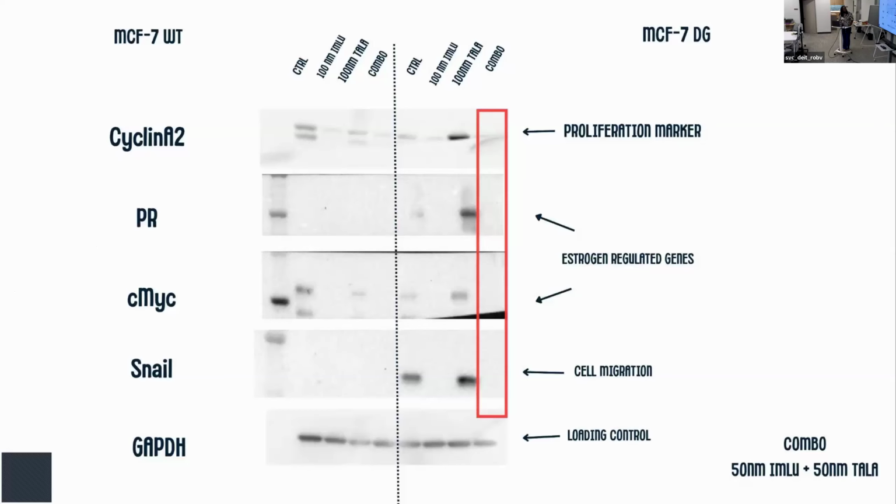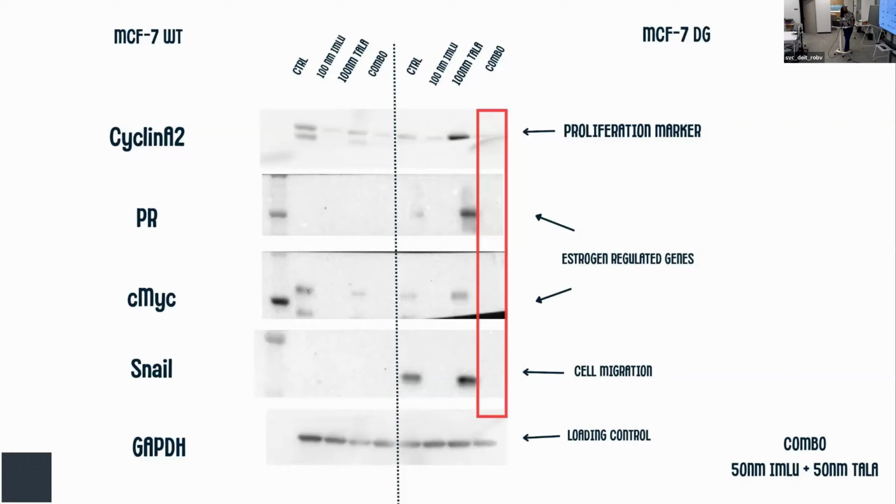So for our results, for our Western blot, you can see we have our MCF7 wild type cells and we have our MCF7 DG cells. Our control lanes, and we treated with 50 nanomolars of imlunestrant and 50 nanomolars of tala. You can see we have also the 2 lanes of the 100 nanomolars of each, and then we have our combo lanes.